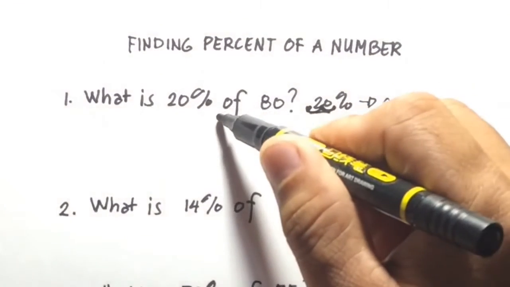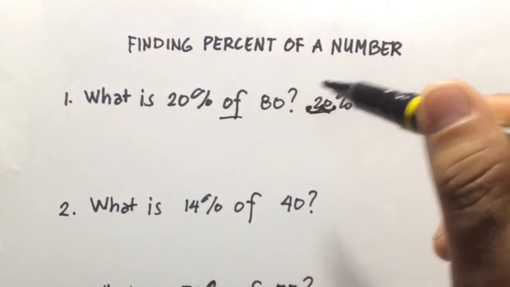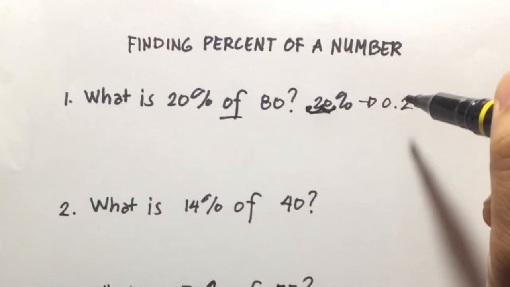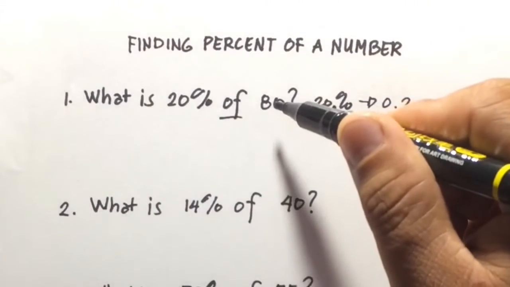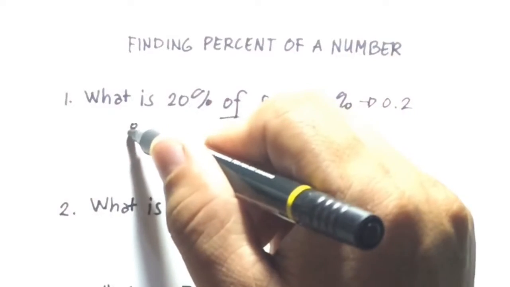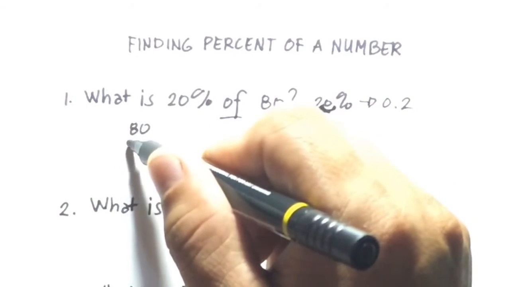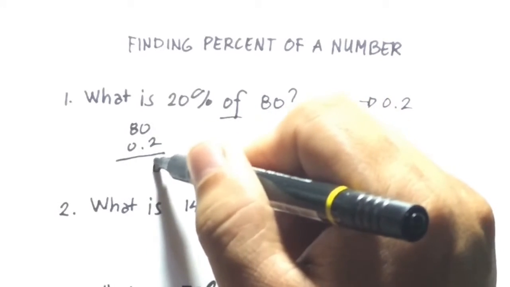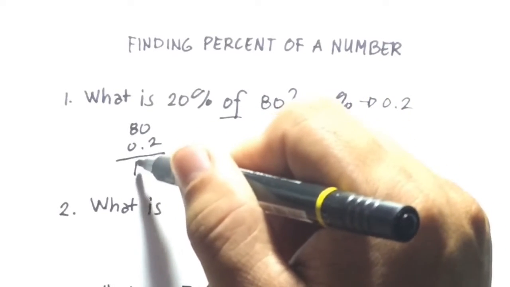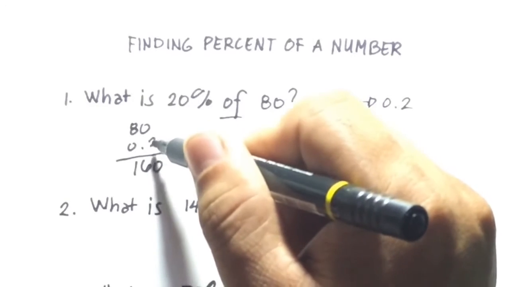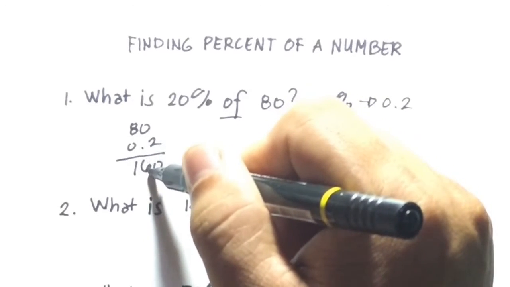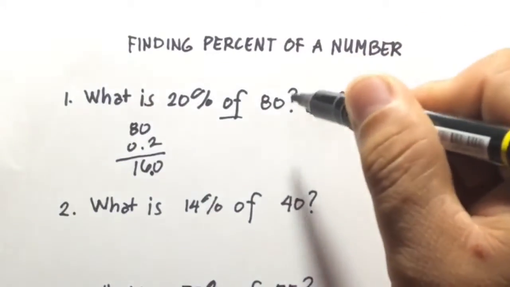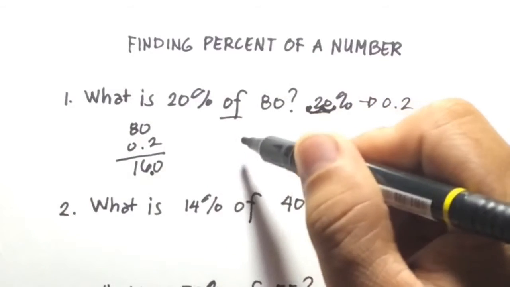Then the word "of" here means multiplication. So what you're going to do is multiply 0.2 and 80. So 80 times 0.2. So this will be 0. 2 times 8 here is 16. Then the decimal point is 1. So this is 16. So the answer here, what is 20% of 80? Your answer should be 16.